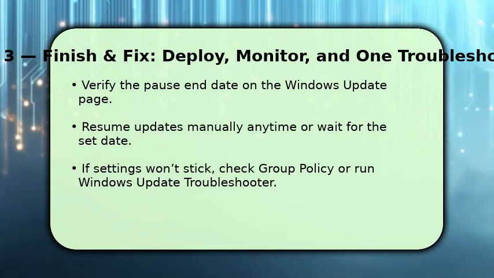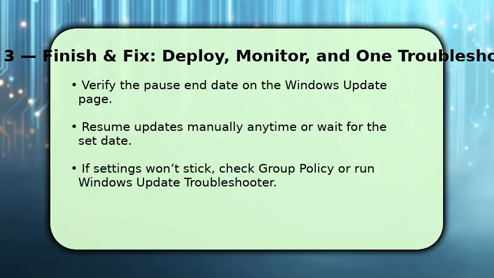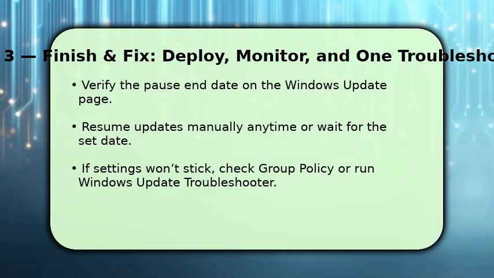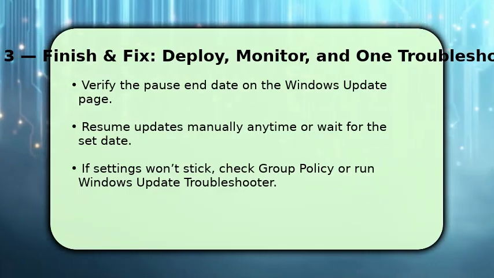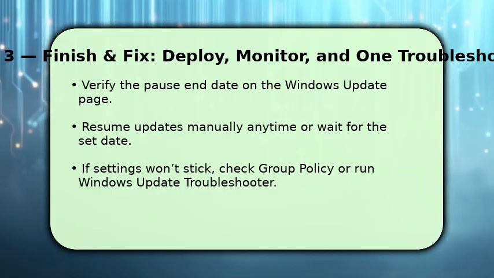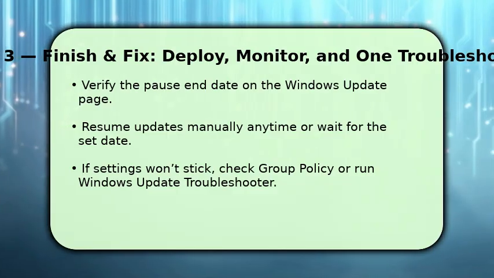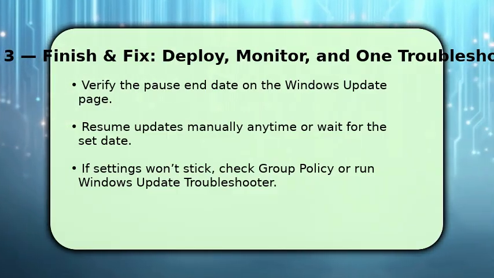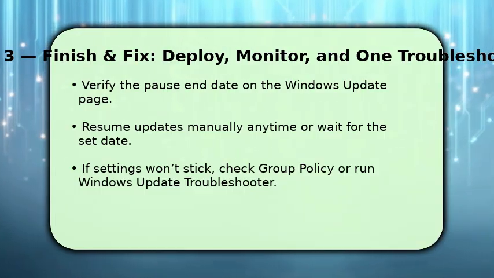You can resume updates manually at any time by clicking Resume Updates, or simply let the date arrive and the system will continue. If the setting reverts or refuses to apply, check Group Policy or Mobile Device Management profiles and run the Windows Update Troubleshooter. This fixes common permission and service issues. If problems persist, reboot and try again. That often clears locks on update services.